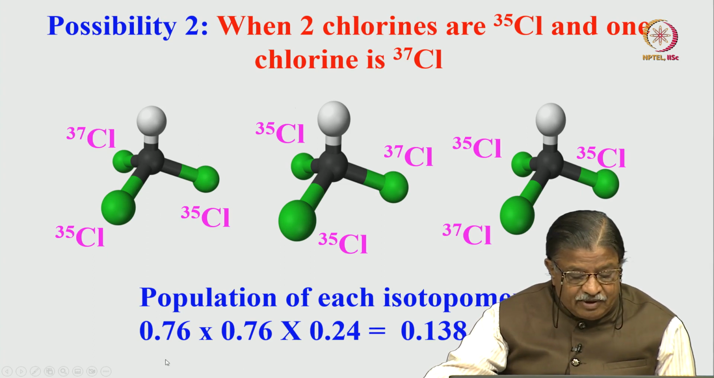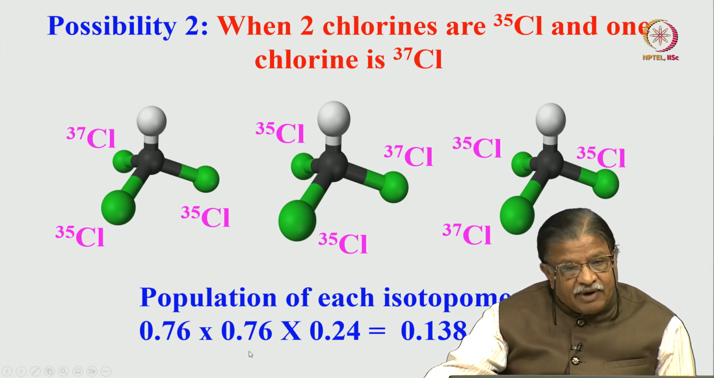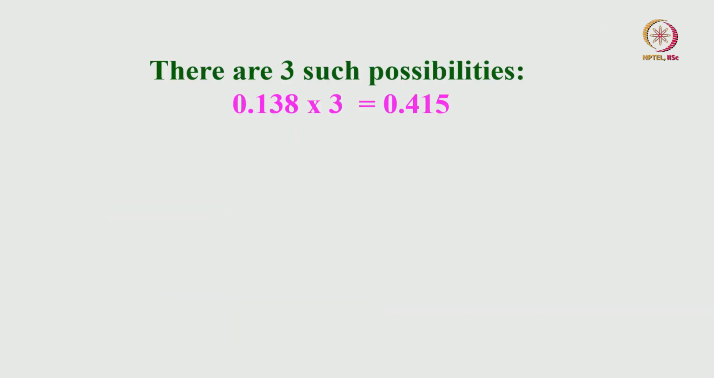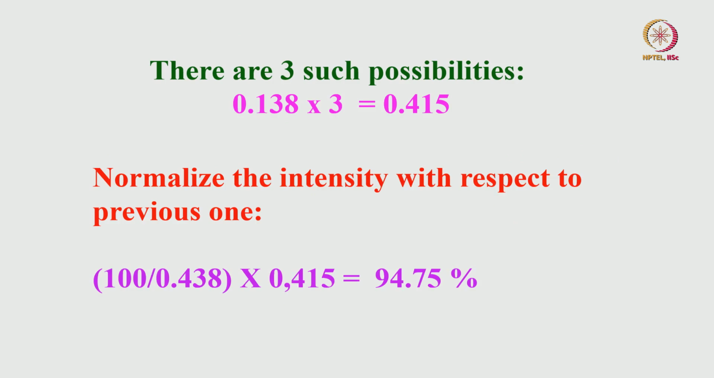So for each of these molecules, what is the population? 0.76, 0.76 and 0.24, so this is 0.138. But that is not all. There are 3 such possibilities. Like we saw in the other example, bromine, where there were 2 such possibilities, the intensities added up. So the intensity gets multiplied: 0.138 times 3 gives 0.415. Compared to the previous peak, which I took as 100% and normalized against, this turns out to be 95%. Fair enough, you could assign the second peak.